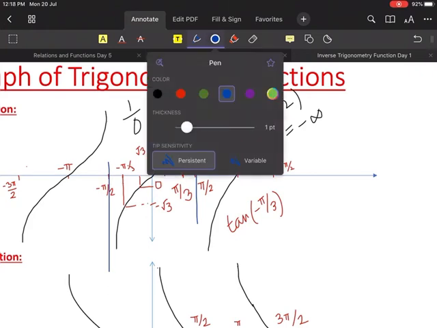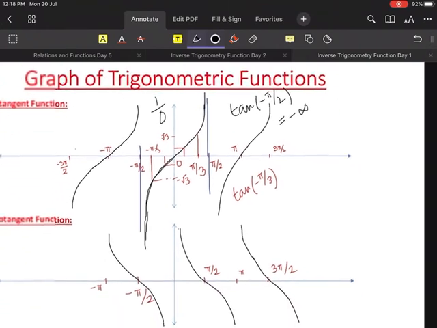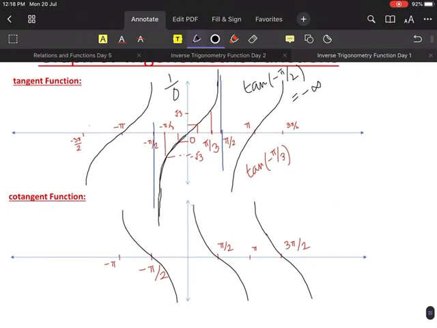If I draw a straight line from pi by 2, minus pi by 2, since tan at minus pi by 2 is undefined, this curve will go like this, but it will never touch minus pi by 2. It will keep on increasing. Am I clear? Yes or no? Please tell me.